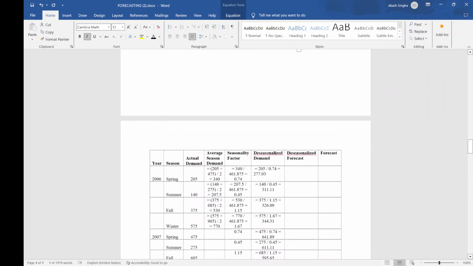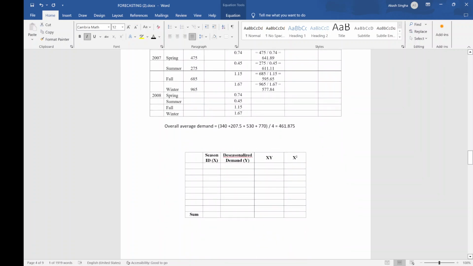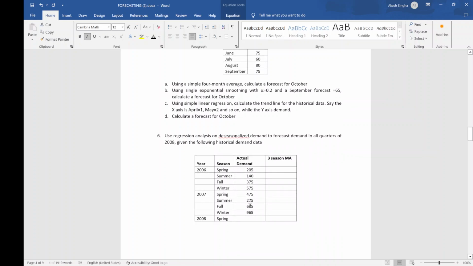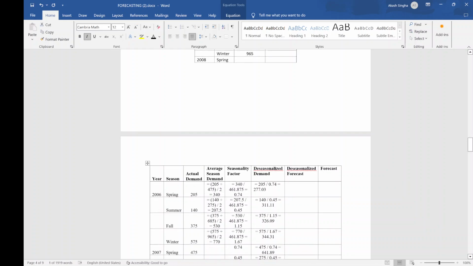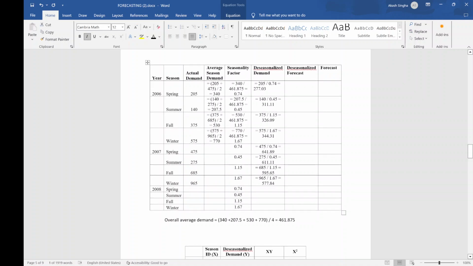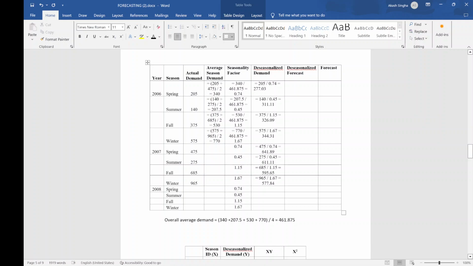Now what we have to do is create this table. First of all, I think they also wanted a 3 season moving average. You can calculate it from the same equation, taking 3 and then the average. So here the actual demands are written. This table, I guess we have to remember. Just remember that actual demand.